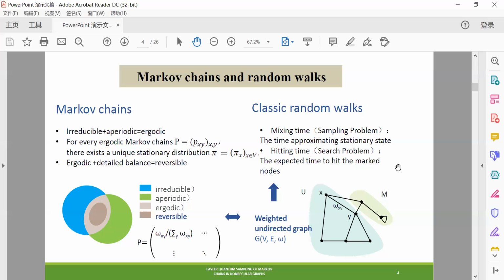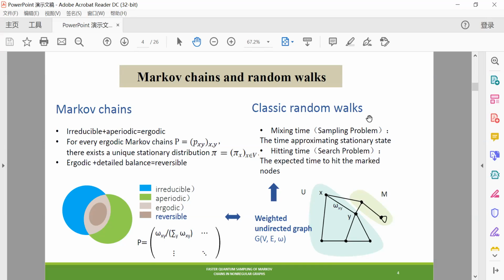First, let me give some basics about Markov chains and random walks. We know Markov chains can be regarded as a finite state system, and it can be represented by its transition matrix. And here we consider the special Markov chains, reversible Markov chains. It means that it satisfies the ergodic and detailed balance conditions. Ergodic means there exists a unique stationary distribution. And random walks can be regarded as a special Markov chains.